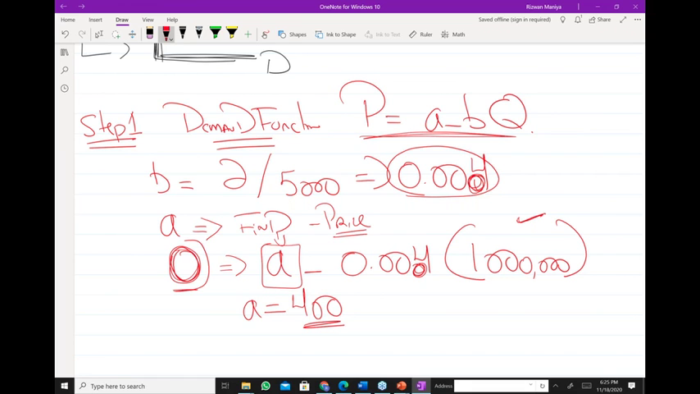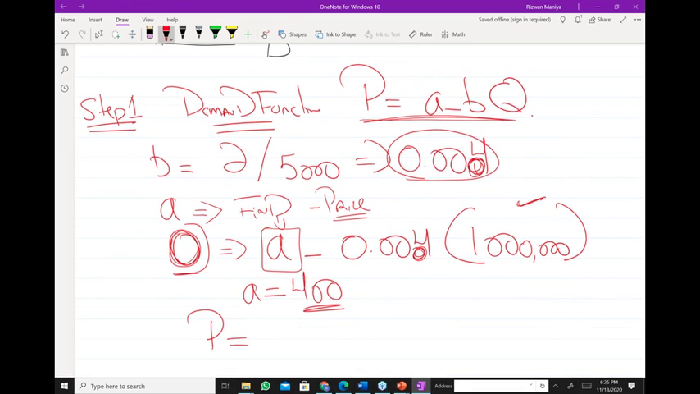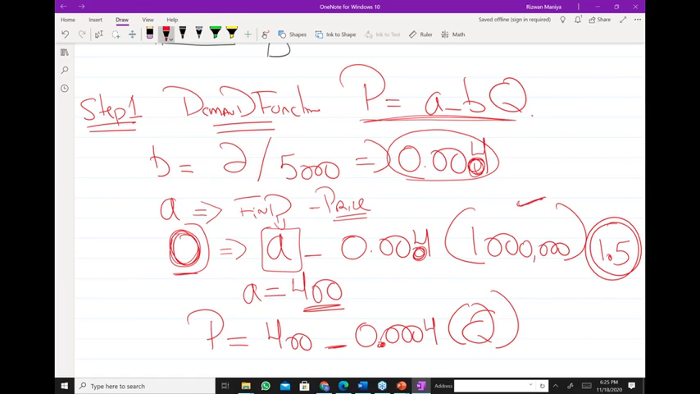So now the function is P = 400 - 0.0004Q. So here you have the demand function, step 1 done. Out of 12 marks, for step 1, you had 1.5 marks, so 1.5 marks you secured by solving step 1. Okay, so I hope this is clear.